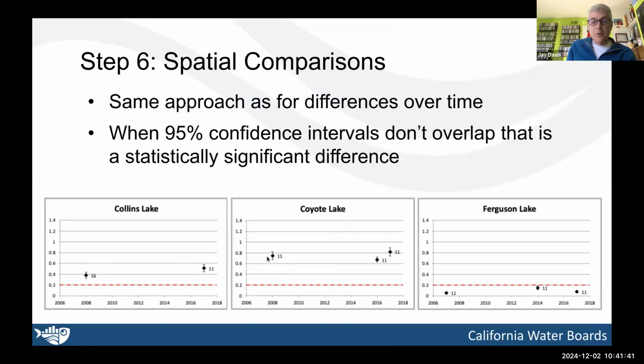significantly lower than Coyote Lake, because these confidence intervals for Collins Lake are below the ones for Coyote Lake. And then Ferguson Lake is the lowest of them all, significantly lower than Collins Lake, and way lower than Coyote Lake. So these means and confidence intervals are handy for doing these comparisons.